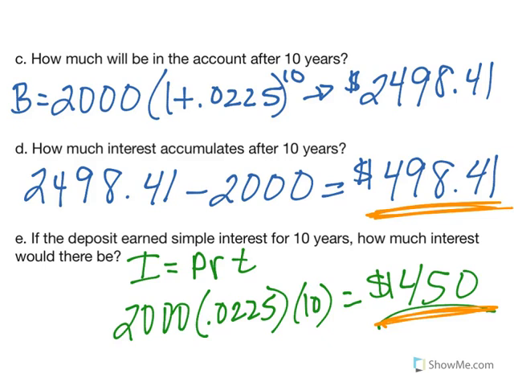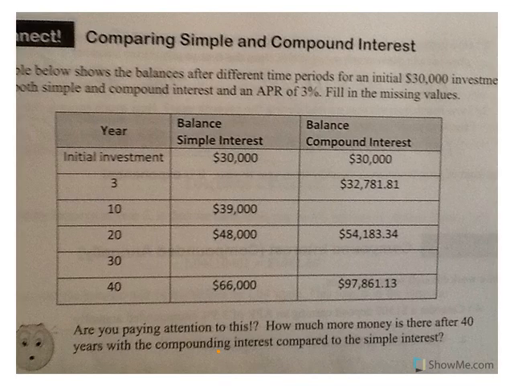So let's flip the page to 180. And I apologize, I took a tiny break in between this, and I'm not sure what I said at the end of my pause. But we're here on page 180, and we have a table. We have initial investment, a simple interest and a compound interest column, and they tell you up here in the problem, $30,000 is your principal, APR is 3%. I would like you to fill in these 4 missing boxes.